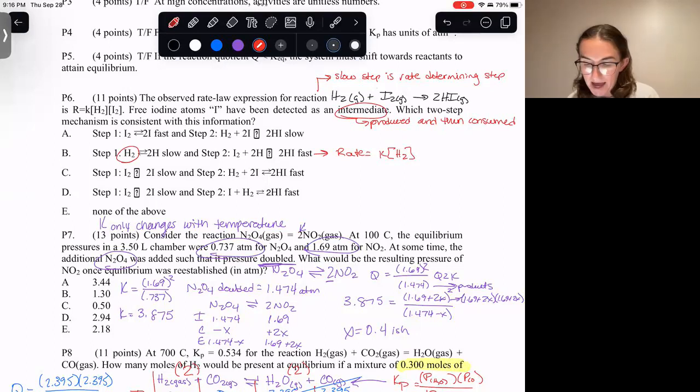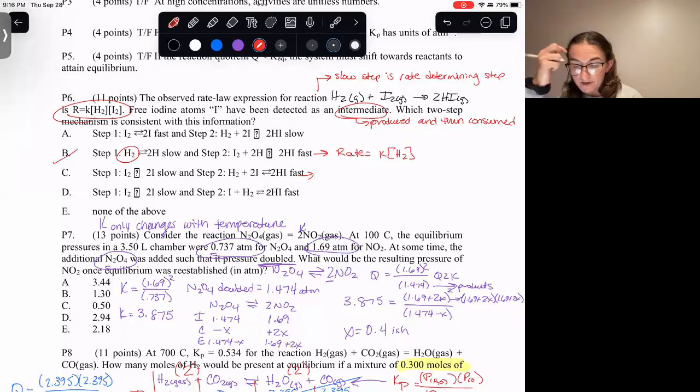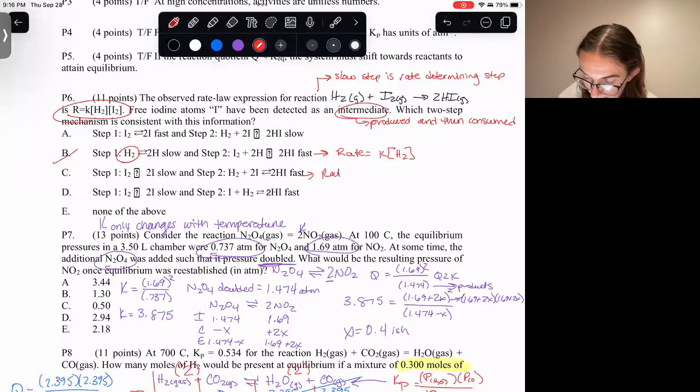Okay, does that match the rate law given in our question? Nope, it does not. So that means we can immediately eliminate that answer choice. Okay, if we're going to do that for C as well, their slow step is our first step. So rate is equal to K times I2.